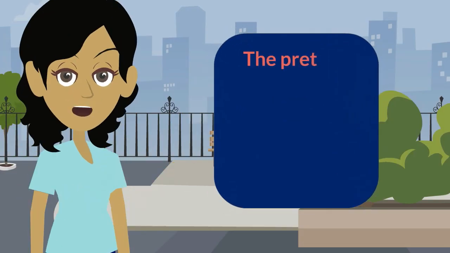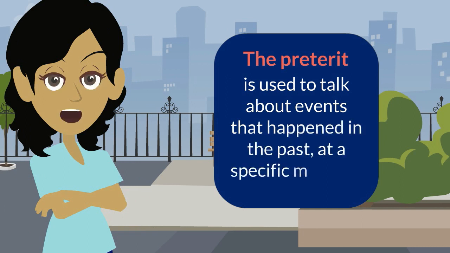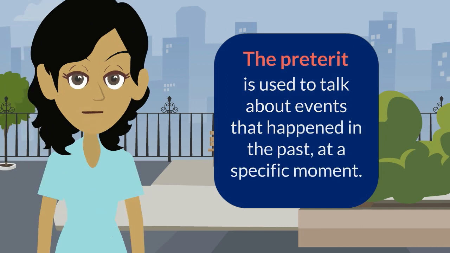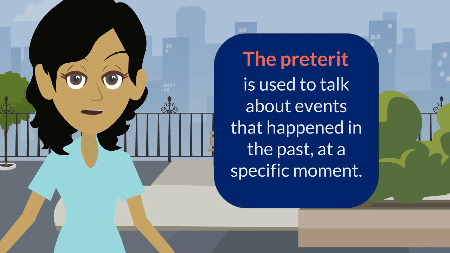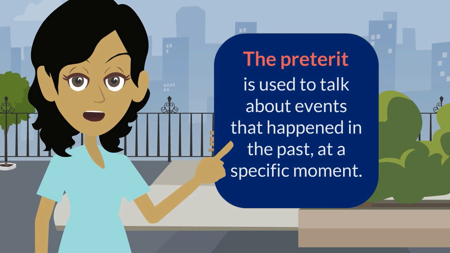Remember, the preterite is used to talk about events that happened in the past at a specific moment. Now you can recognize and use some verb forms in the past tense. For more practice, see the Enfoque en la Forma video in your Explorer course.